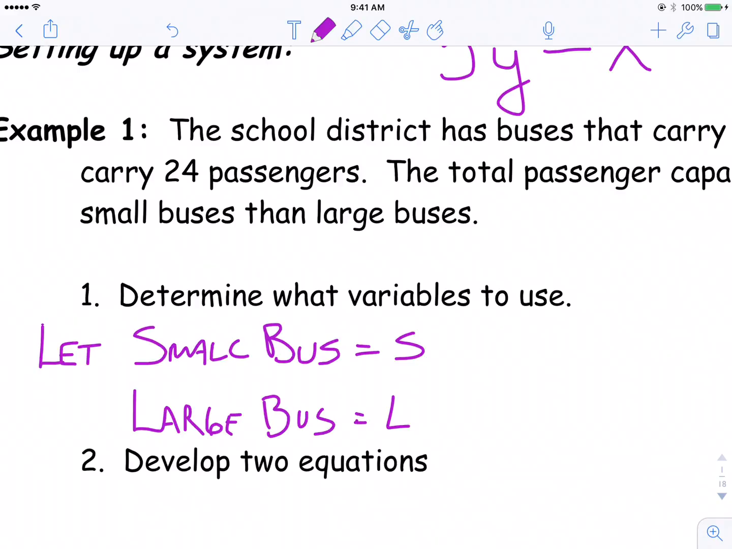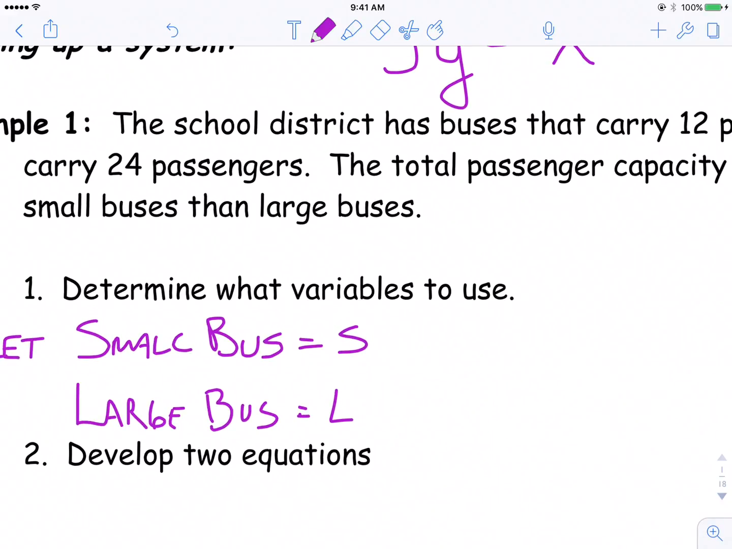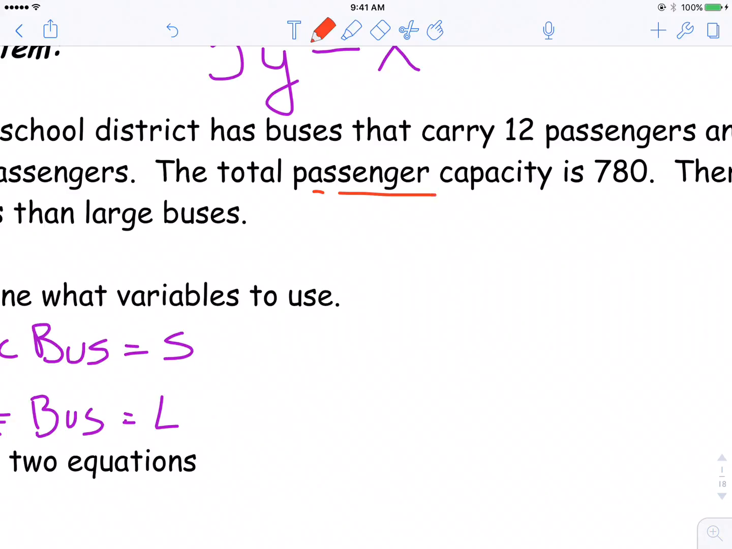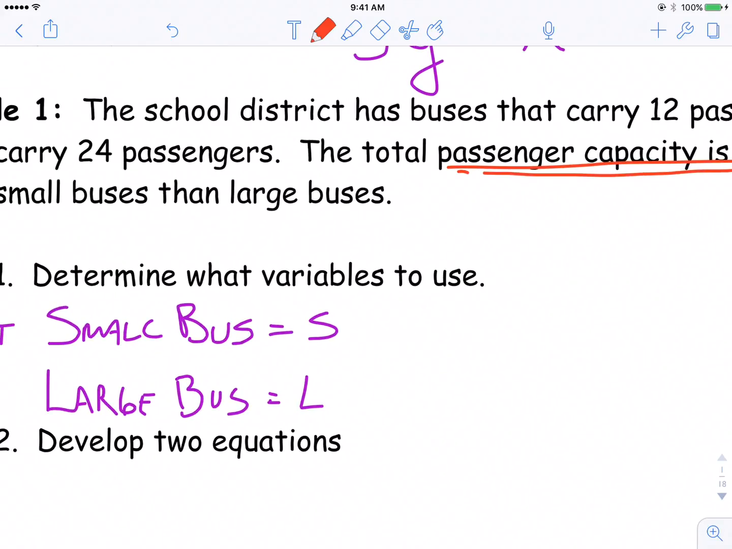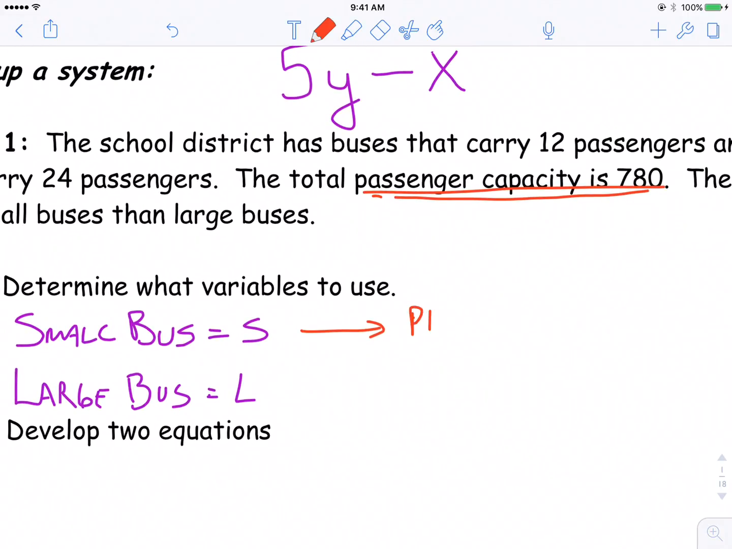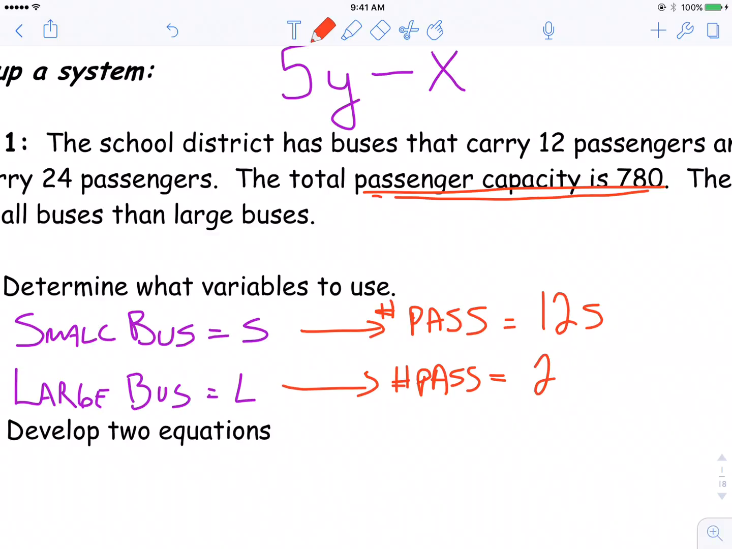Looking at the question, I know that the small buses carry 12 passengers. I need to equate this to passenger capacity. If my small buses are represented by S, then the number of passengers on each small bus would be 12S. So for every small bus I have 12 people. One small bus I have 12, two small buses I have 24, 3 is 36, and so on. And for my large buses I could do something similar and call that 24L. So there's my passenger capacity.